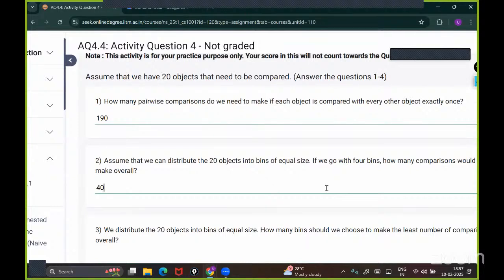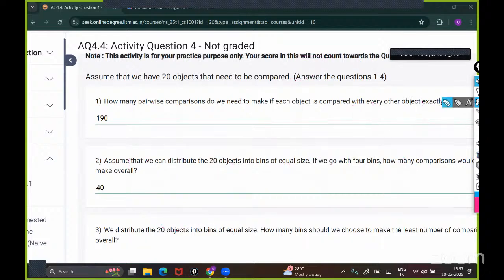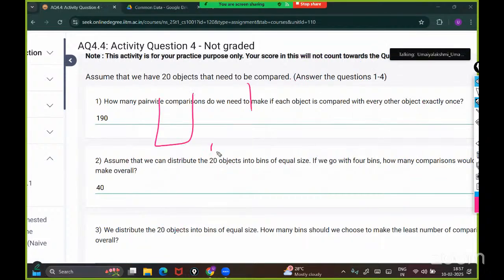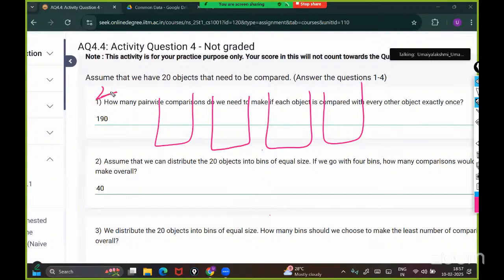Because we can take 2 for the least number of comparisons. If I'm dividing into 10 bins, how many elements can each bin contain? Let's say there are 10 bins. So 20 elements are divided into 10 bins, which means each bin contains how many elements? 2. Exactly.